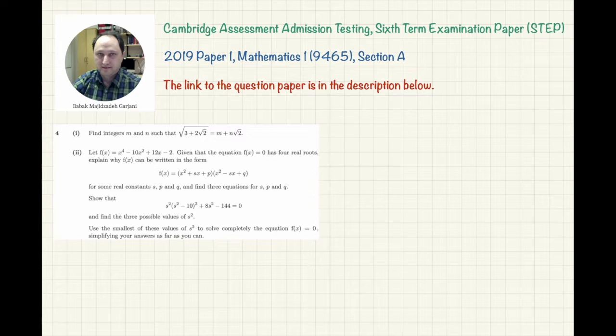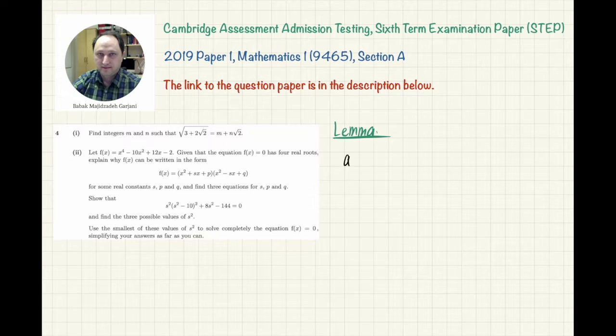Find integers m and n such that the square root of 3 plus 2 square root of 2 equals m plus n square root of 2. Okay, I want to prove a lemma first, and then I will use this lemma to find m and n as demanded in the problem. So the lemma is this.